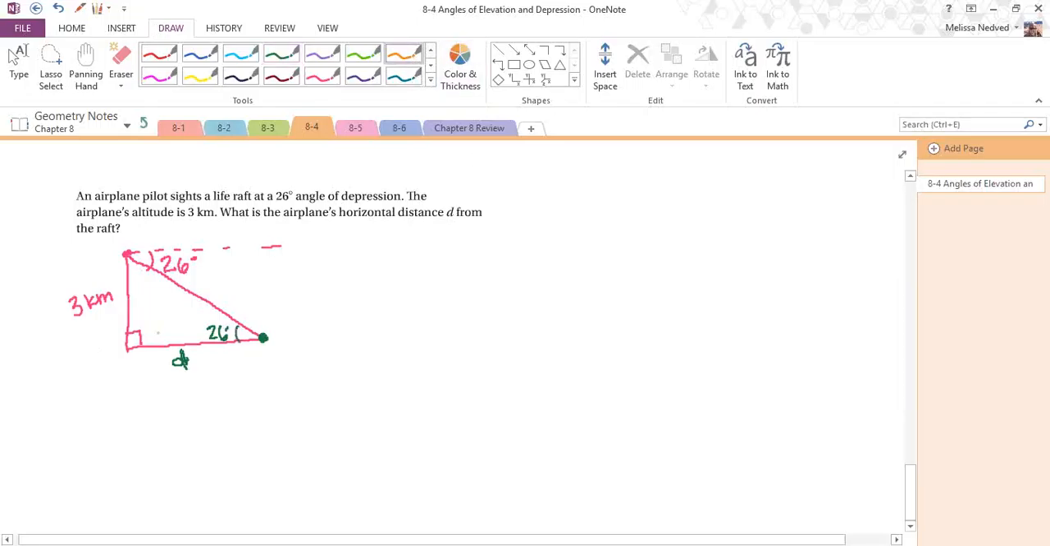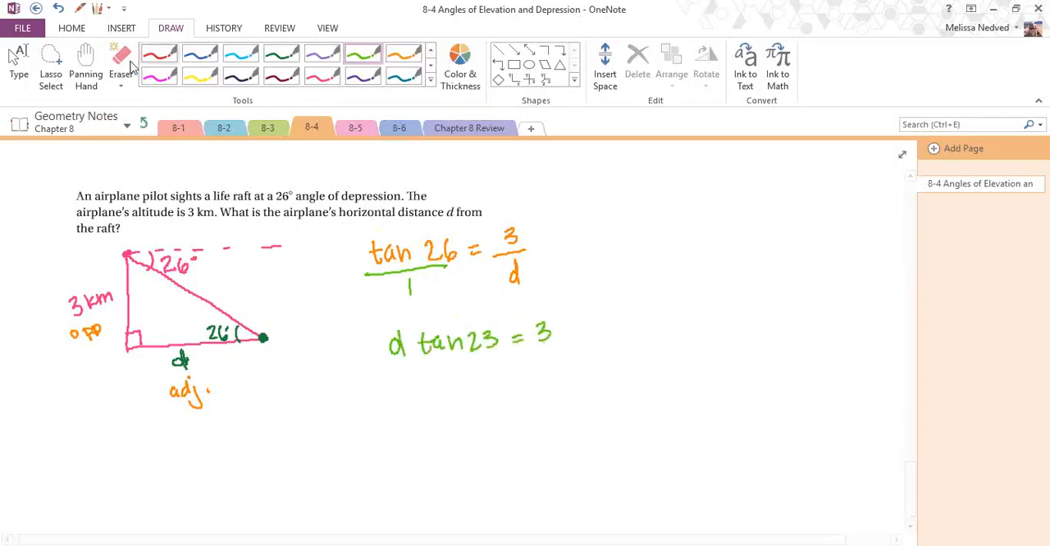Now, let's set up our trig function using SOHCAHTOA. 3 kilometers is opposite. The D that I'm looking for is adjacent. So which trig function uses opposite and adjacent? We're going to choose tangent. We're going to say tangent of 26 equals opposite, which is 3, over adjacent, which is D. And cross multiply. D times tangent of 26 equals 3. Oops, and I wrote a 3 there instead of a 6.